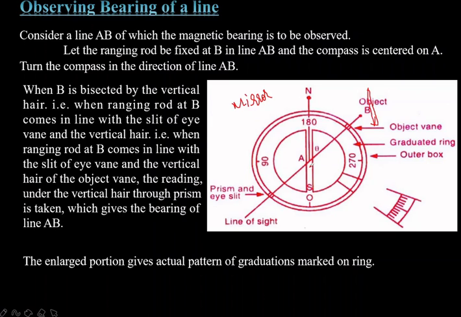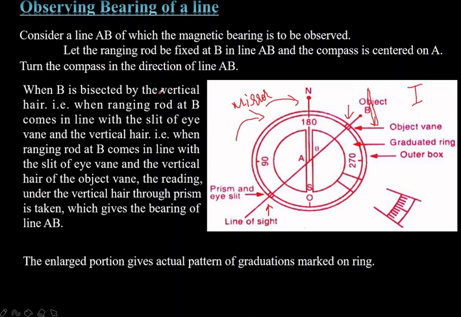First, set up your instrument, then do centering and leveling. After that, we have to rotate the compass in the direction of the line AB, so that the line of sight, centering A, and this object are in line. This line is called the line of sight. The prism and eye sight is here, and the object to be bisected is there. First we have to see through the object vein, and then bisect through the crosshair or the horsehair.